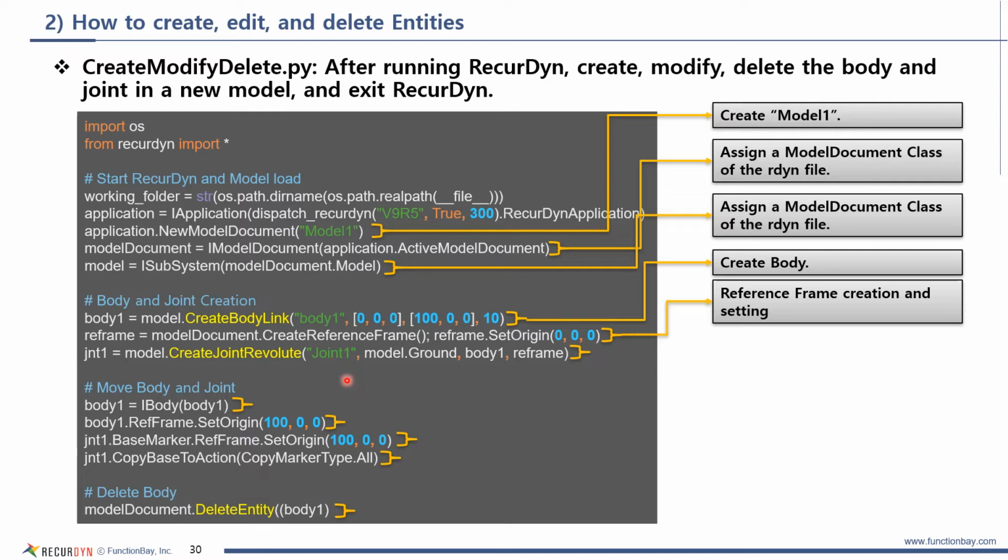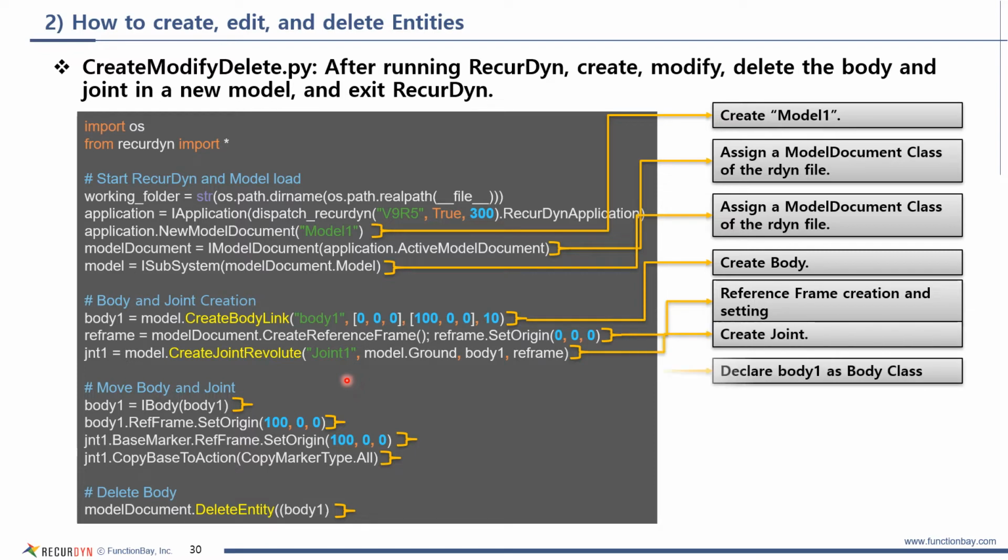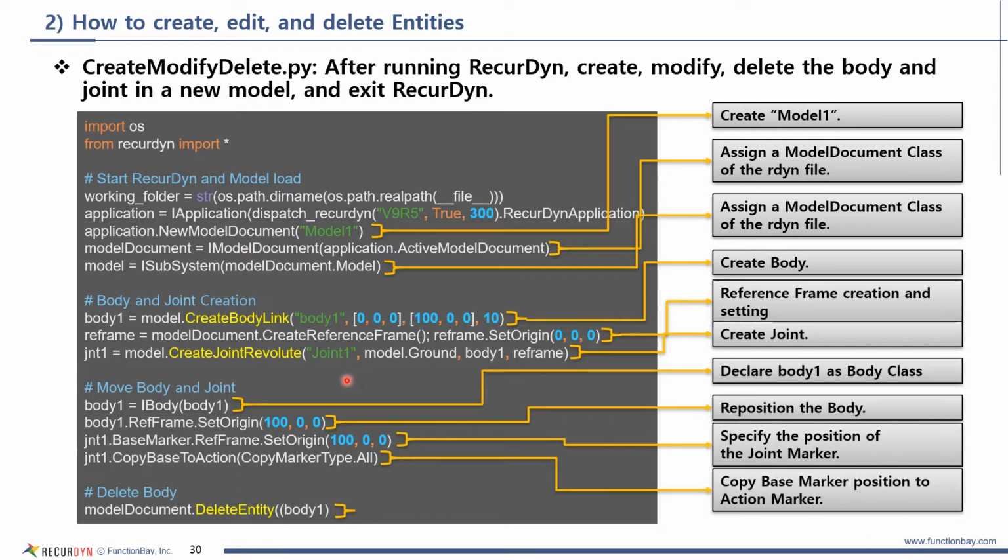This reference frame is a class that defines position and orientation. If you open the property dialog box of a marker and a body, you can see the origin and orientation. The class which manages that information is the reference frame. After that, a joint is created through the createJointRevolute function. The final line is for deleting the body.